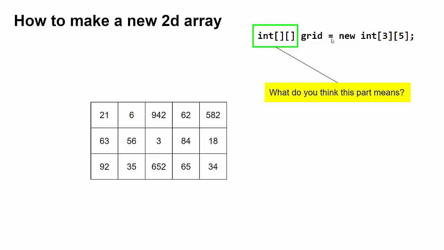On the right-hand side of the equals, here we're actually creating the array itself. If I left this part off and I just had int bracket bracket grid, then that would be a variable that could be holding an array, but it's actually not holding anything. And the default value that it would be holding is called null. So on the right-hand side, I actually make the array, and 3 is the height of the array, and 5 is the width of the array.